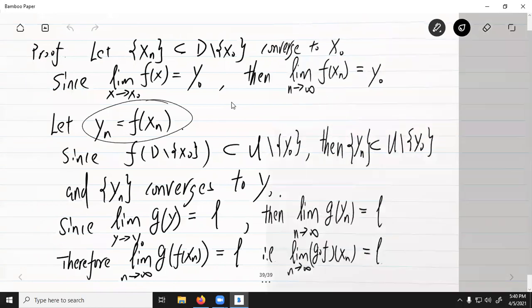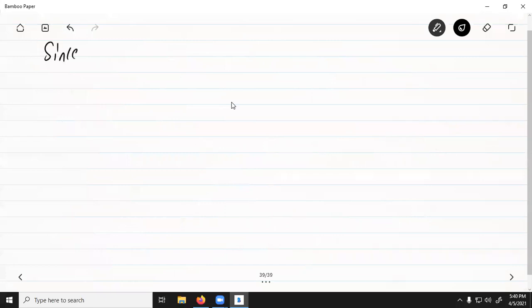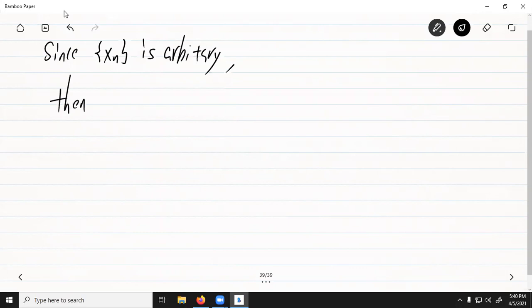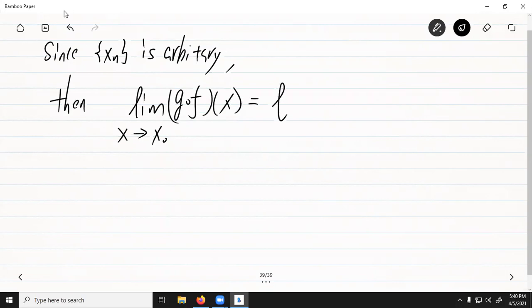So, since x_n is arbitrary, then we have the limit as x approaches x0 of g composed with f of x, which is equal to L. Okay, so we finished the proof.